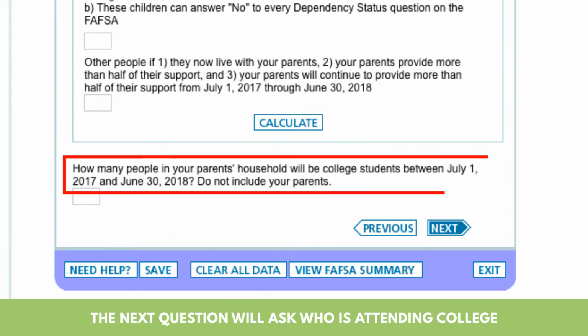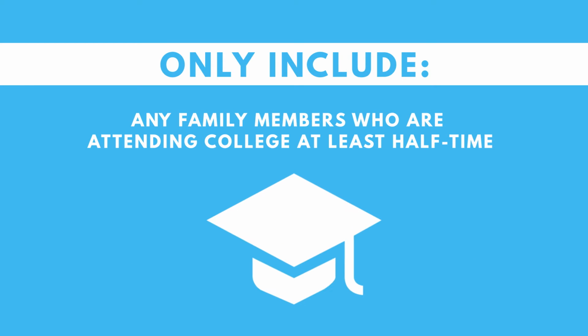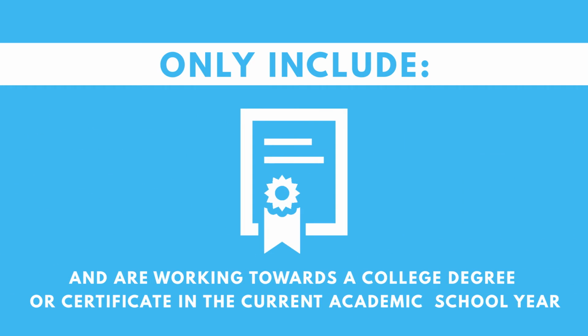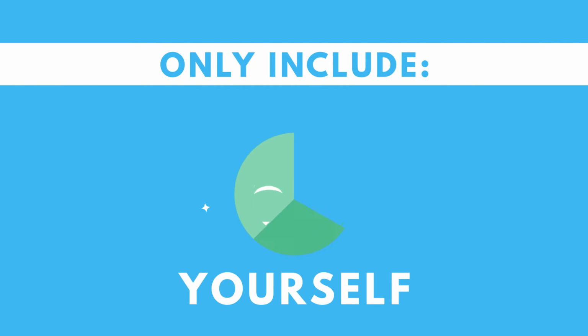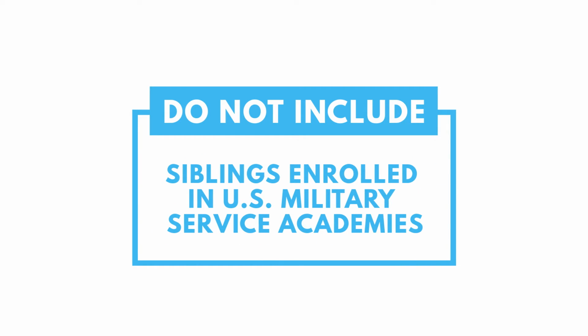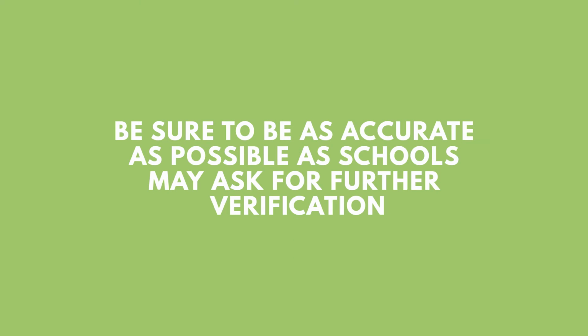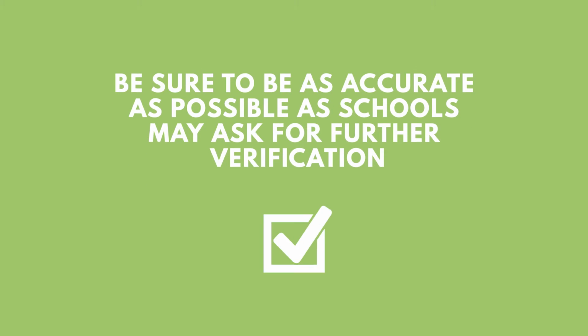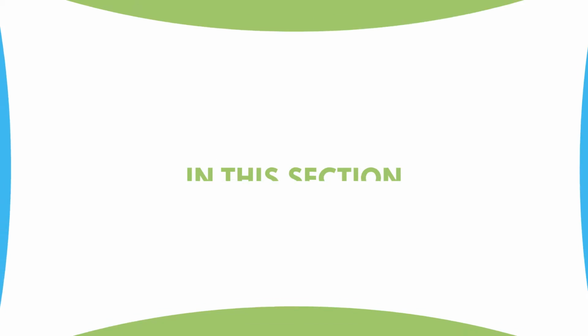The next question will ask who is attending college. Only include any family members who are attending college at least half-time and are working towards a college degree or certificate in the current academic school year. Yourself. Do not include your parents even if they are attending college. Do not include siblings enrolled in U.S. military service academies. Be sure to be as accurate as possible as schools may ask for further verification.